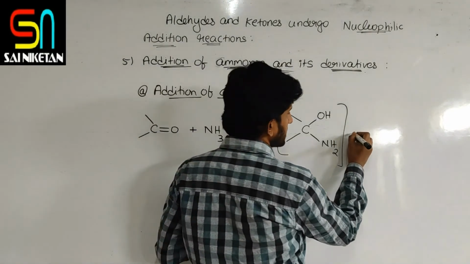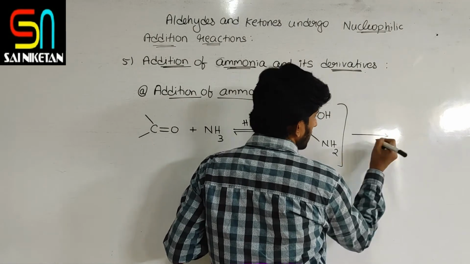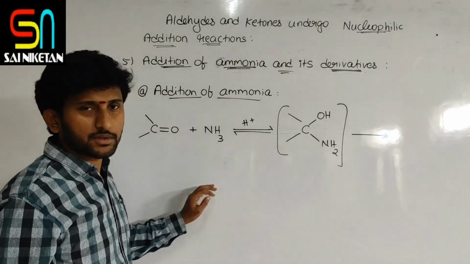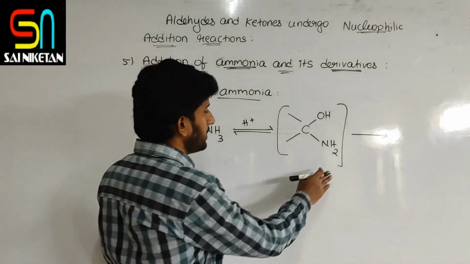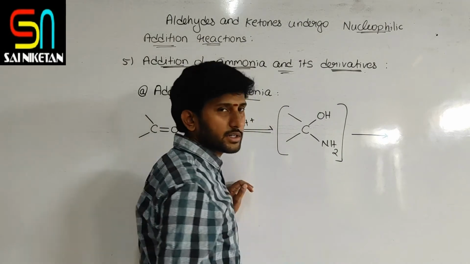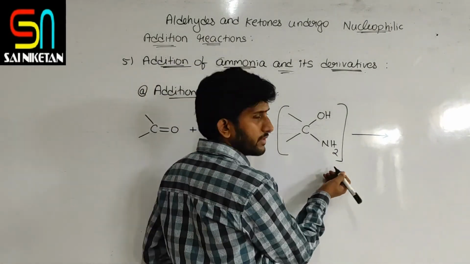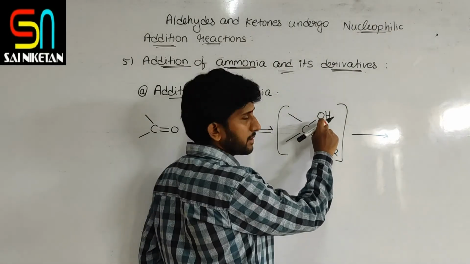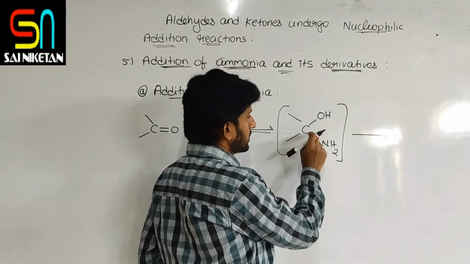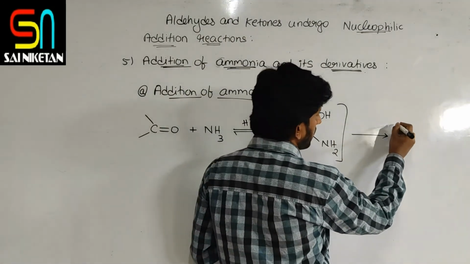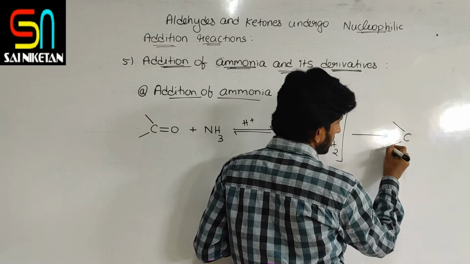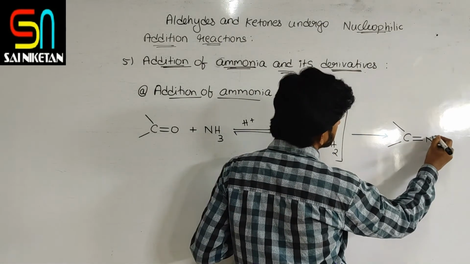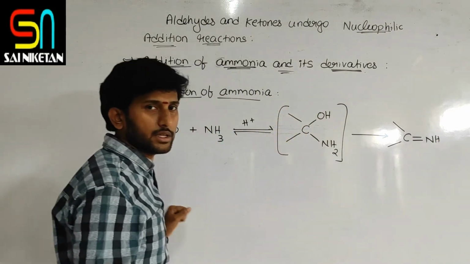After this what happens is elimination of water takes place, okay. After the formation of this intermediate, elimination of water takes place. So from where the water is removed, one hydrogen from NH2, one OH from this carbon, okay. So what I will get is C double bond NH I will get.